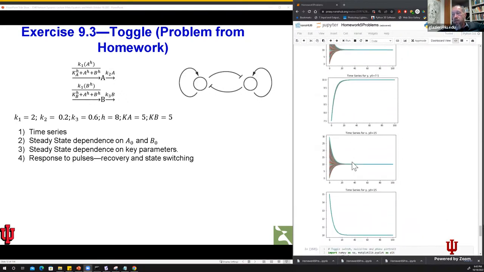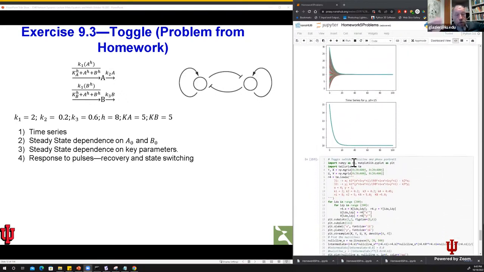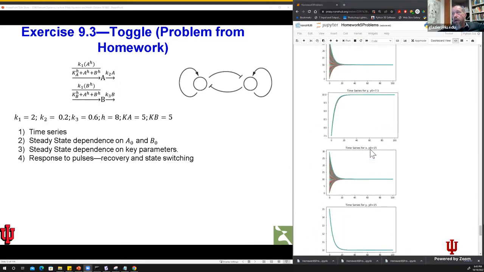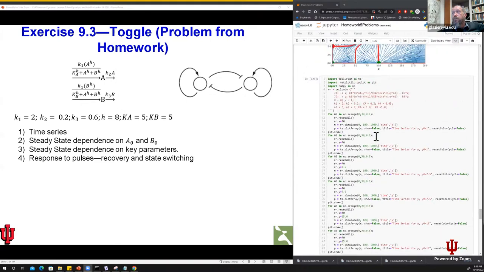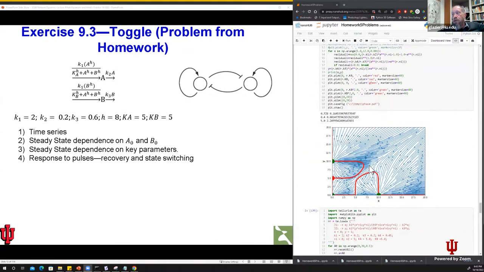Clearly with this one, it's relatively easy to throw your latch back and forth. But you have to hit it pretty hard, because you have to cross this. Basically, the only thing that really matters is A bigger than B or B bigger than A. And if you can throw things across, then you go to the other one. But you have to move pretty far.